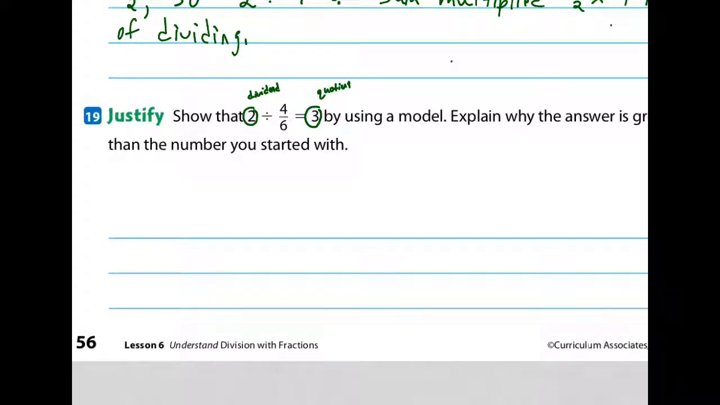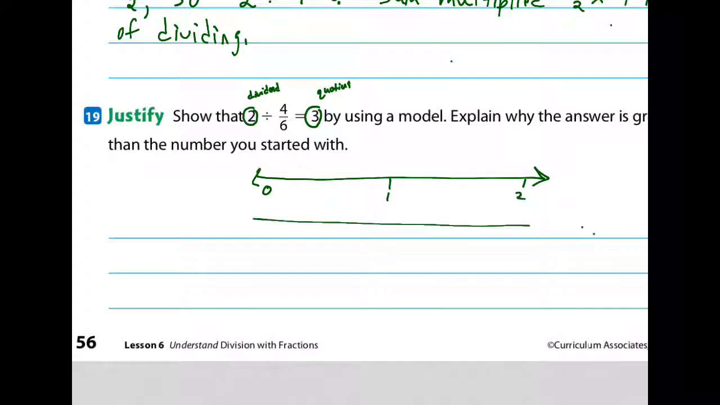Now, you can always do a double number line like we did above. When you do your number line, instead of going from 0 to 1, because the dividend is a 2, you'd have to do 0, 1, 2 wholes, and do a second number line down below to figure out how many 4/6 are in 2. Now, if you want to do that, you can go ahead.